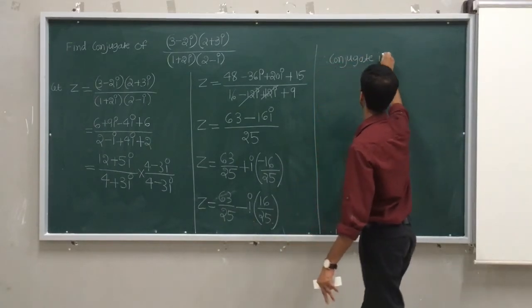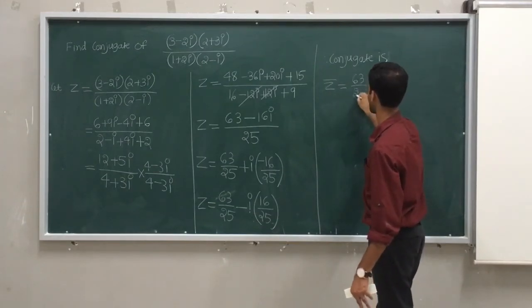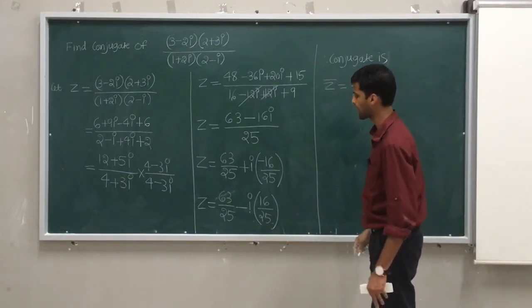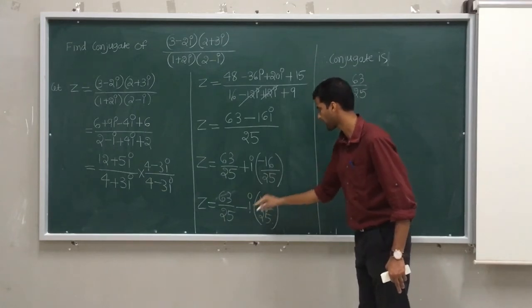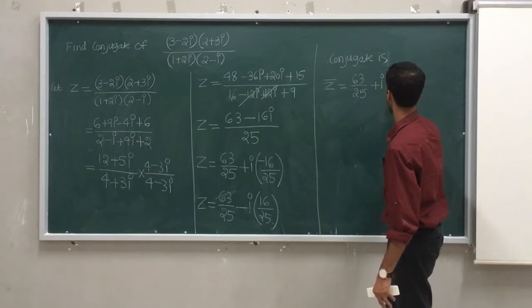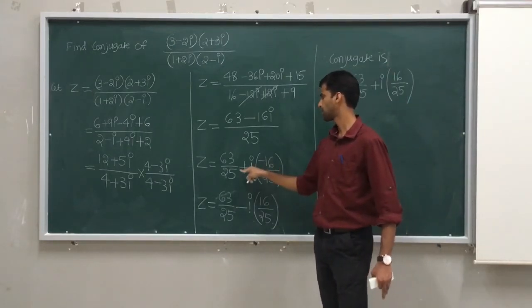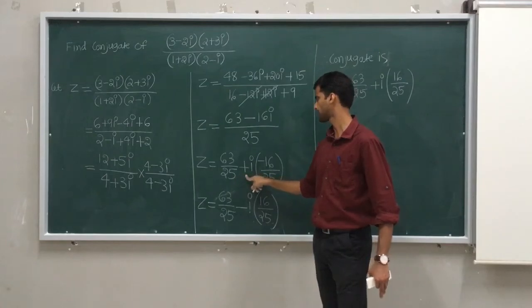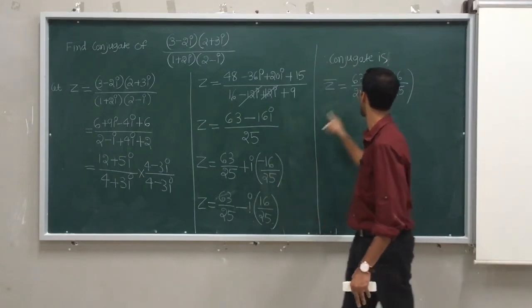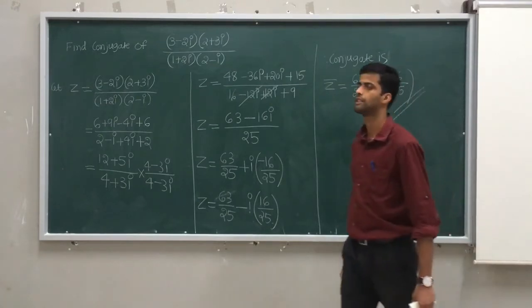Conjugate is z bar, nothing but 63 by 25. Conjugate means change the sign present with i. With i you have a negative sign, make it positive. It is i times of 16 by 25. Or if you keep this as it is, the conjugate is 63 by 25 minus i times of 16 by 25. Minus becomes plus only. It's your wish. So that's the answer for this particular question.